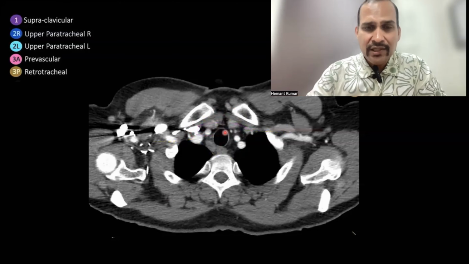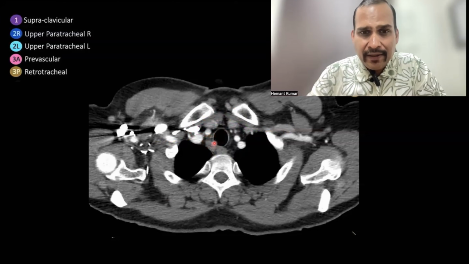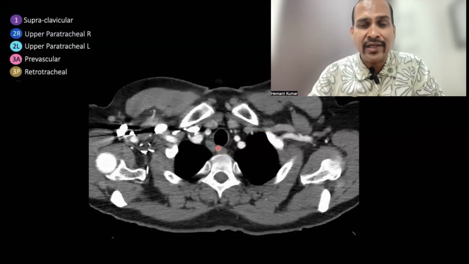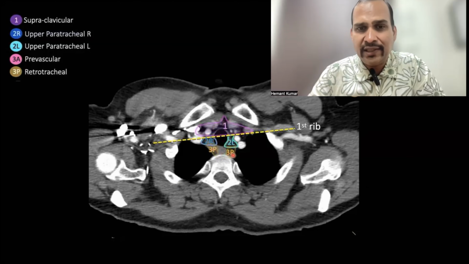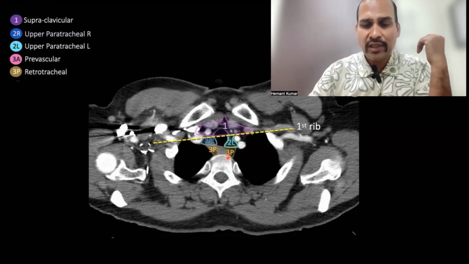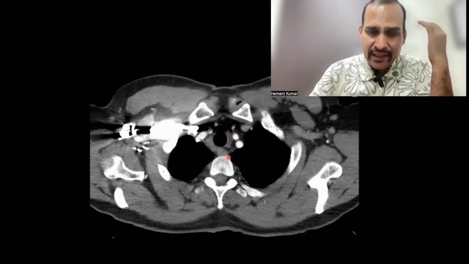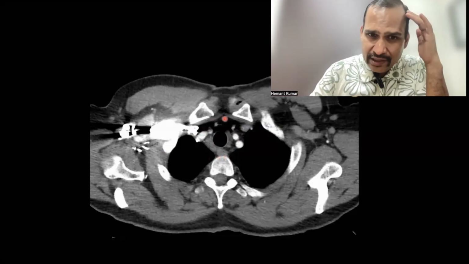Okay. So just right of the trachea is 2R. Here it would be 2L. And posterior to the trachea is retrotracheal, behind the trachea. So you can see station 1, station 2R, 2L, and 3P. 3P means retrotracheal. Okay. In this cut again, you can see the first rib here.